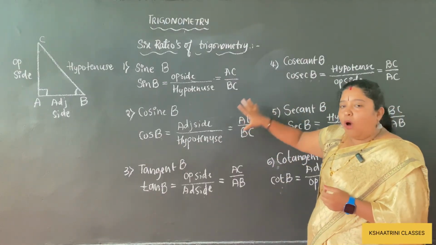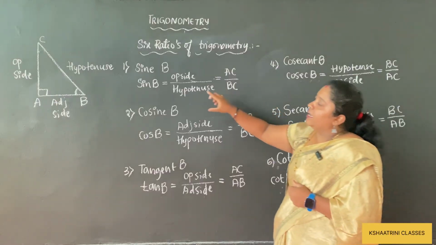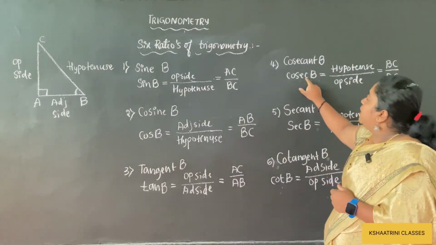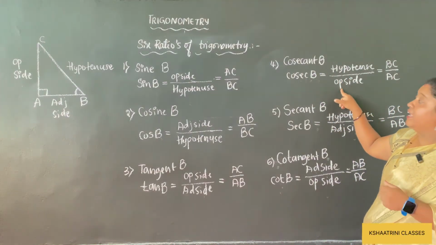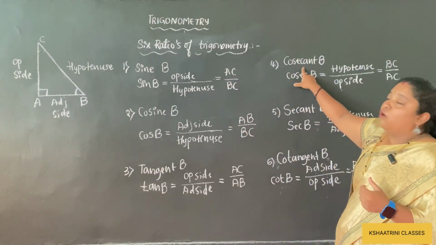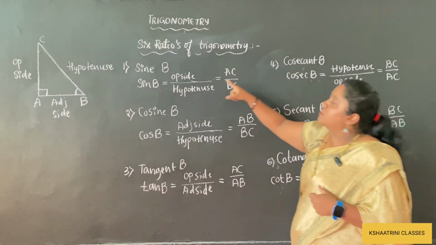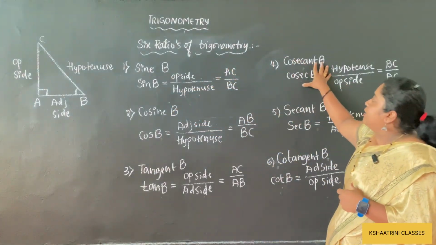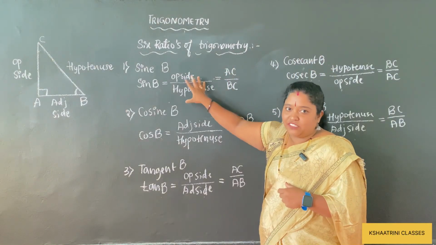When you observe all 6 trigonometric ratios, you can see here sin B is opposite by hypotenuse, but cosec B is hypotenuse by opposite side. Can I say sin is reciprocal of cosec? See here, hypotenuse by opposite, opposite by hypotenuse. So sin is the reciprocal of cosec, or cosec is the reciprocal of sin.